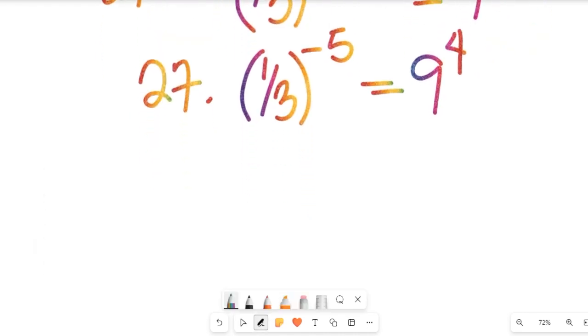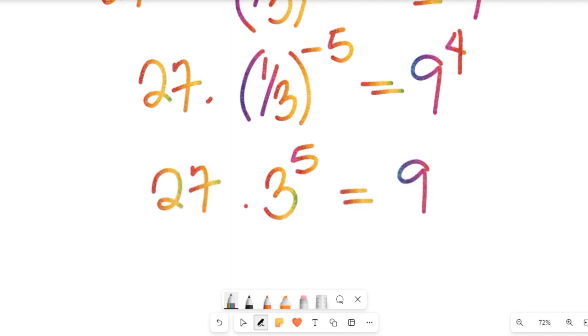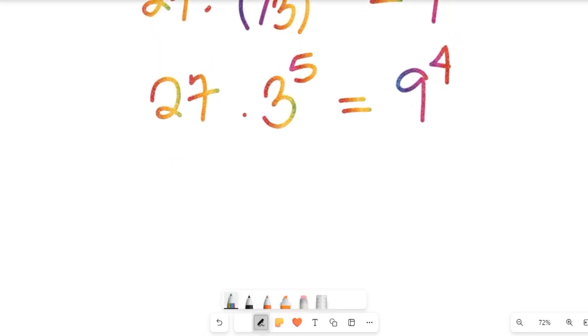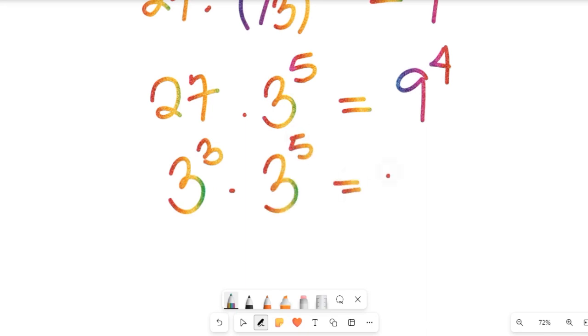If we simplify further, this will automatically give us 3 to the power of 5, right? Multiplied by 27, and this will be equal to 9 to the power of 4. And 27 can be equal to what? 3 to the power of 3, right? So we'll have 3 to the power of 3 multiplied by 3 to the power of 5. Now this will be equal to 3 to the power of 2, right? Multiplied by 4, right?